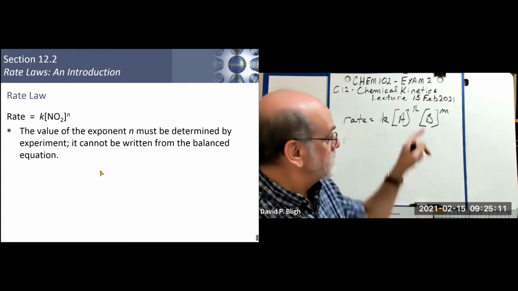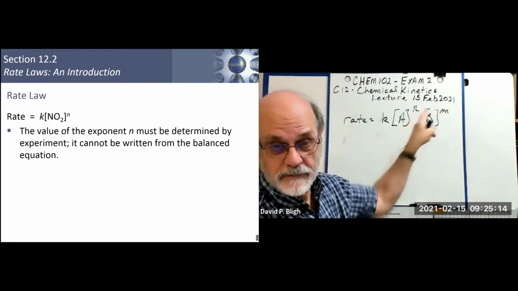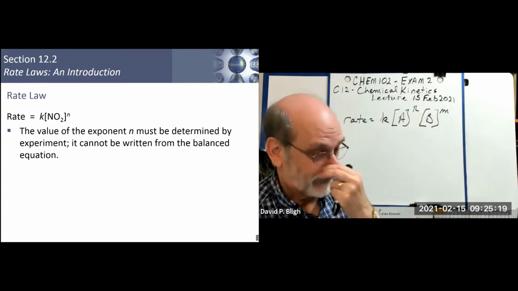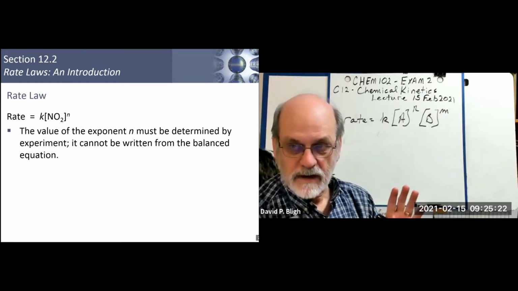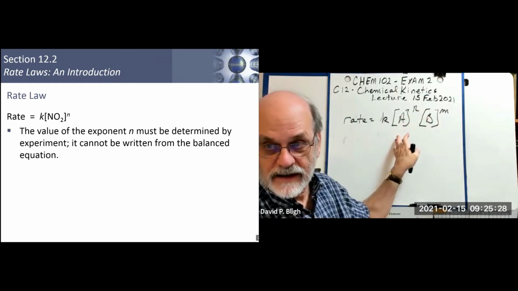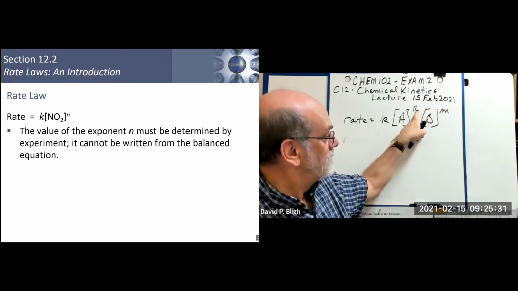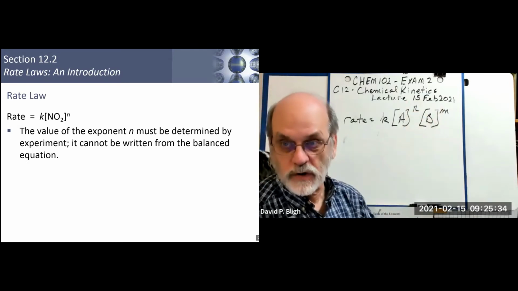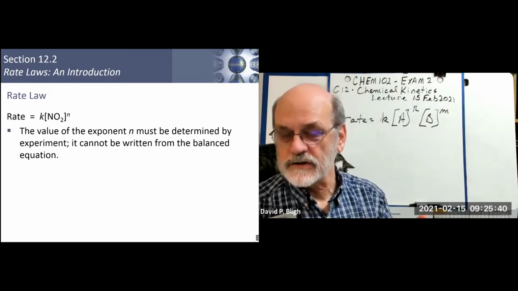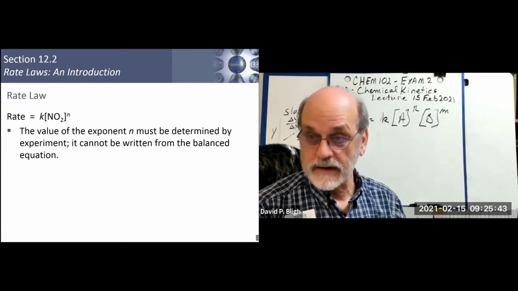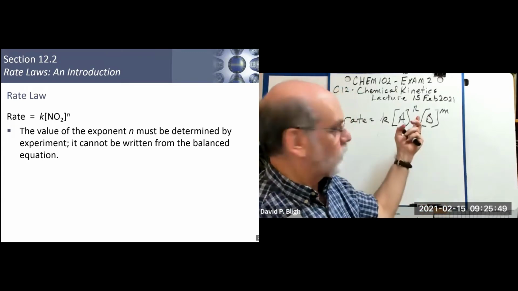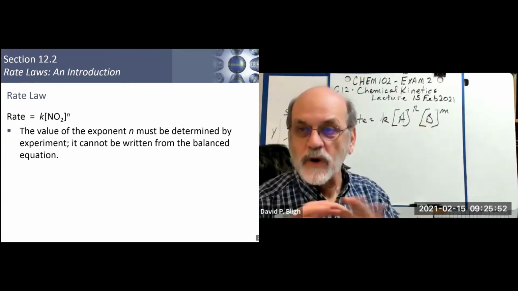Now, another characteristic of these orders, these numbers, powers, is they have to be determined experimentally, at least in the beginning. You cannot take the balanced equation and derive from the balanced equation the value of that power, that order, right? It's completely independent. If, say, the coefficient of nitrogen dioxide in our previous reaction is 2, and the order of that happens to be 2, it's coincidental.